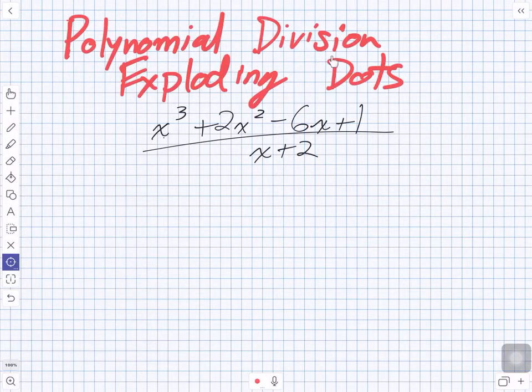To do polynomial division, but we're going to use a method I just learned a few days ago, exploding dots. James Tanton is this gentleman from Australia. If you ever want to see a very detailed explanation of how he built this, because you can do normal division this way, you can look him up. He's got some good explanations. But I'm going to do a really simplified version to compare it to synthetic division.